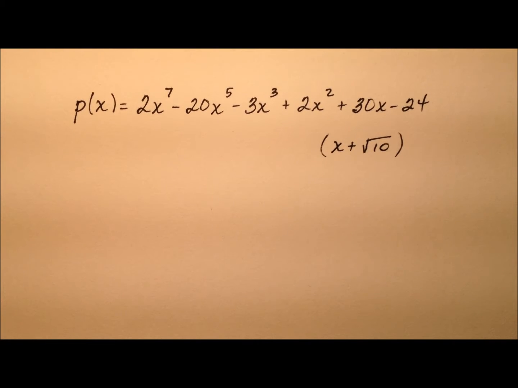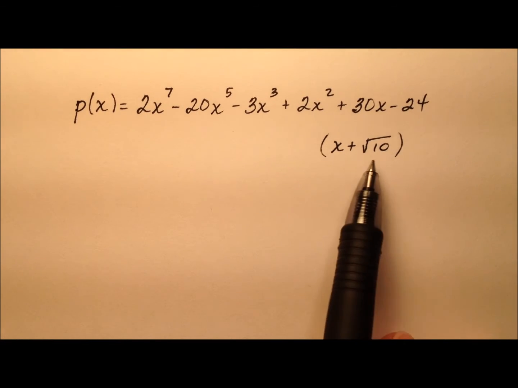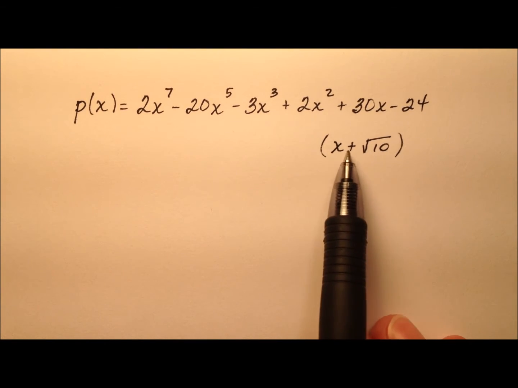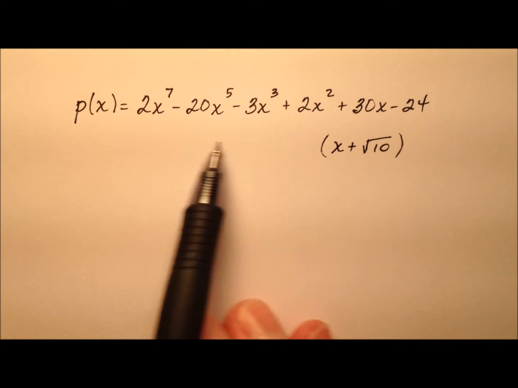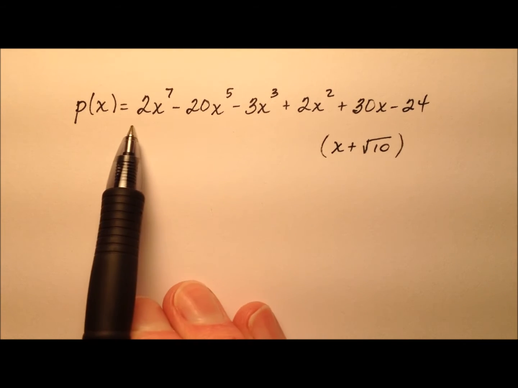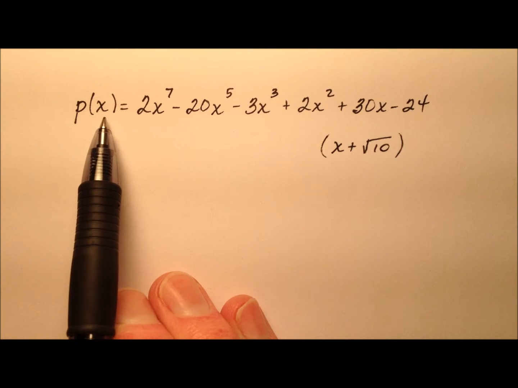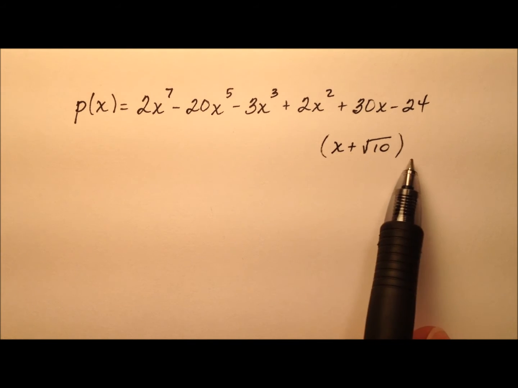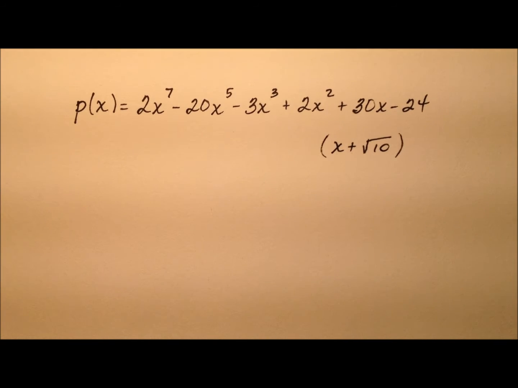In this example, I'm going to use the factor theorem to determine whether or not x plus the square root of 10 is going to be a factor of this polynomial function p of x. And if it is, I'm going to go ahead and use synthetic division and divide it out.